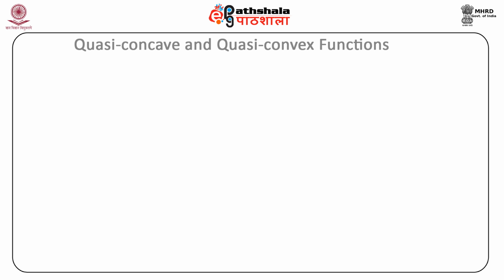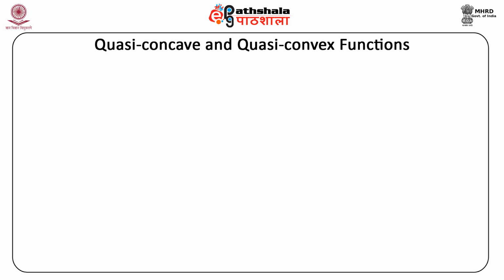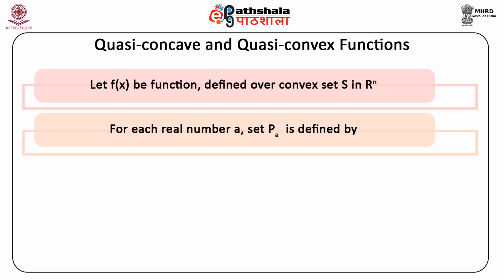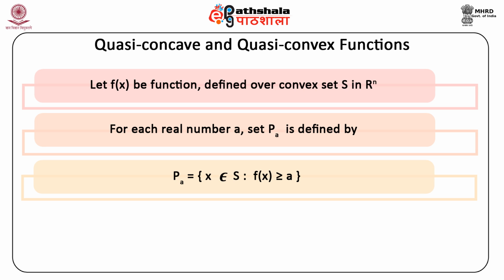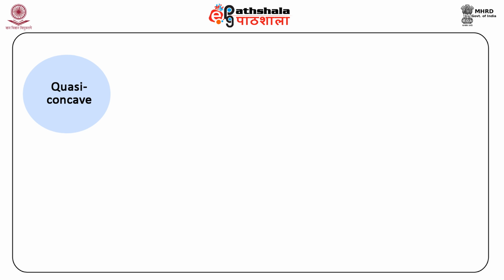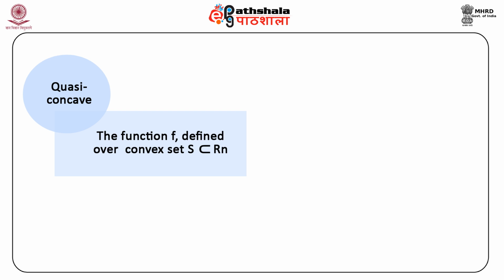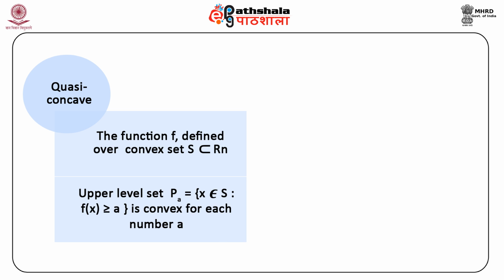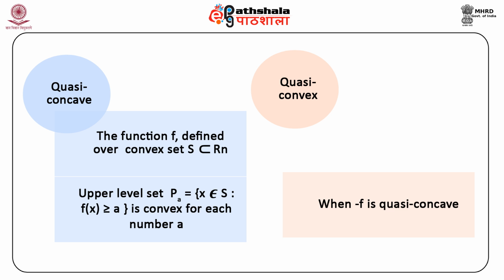Now, let us begin with the topic of quasi-concave and quasi-convex functions. Let f of x be a function defined over a convex set S in R^n space. For each real number a, we define the set P_a as x belonging to S for which f of x is greater than or equal to a. Then P_a is a subset of S that is called an upper level set for f. Quasi-concave: the function f, defined over a convex set S belonging to R^n space, is quasi-concave if the upper level set P_a is convex for each number a.